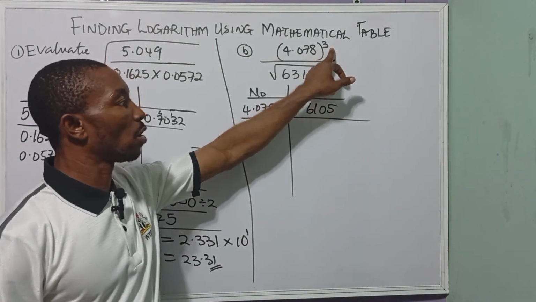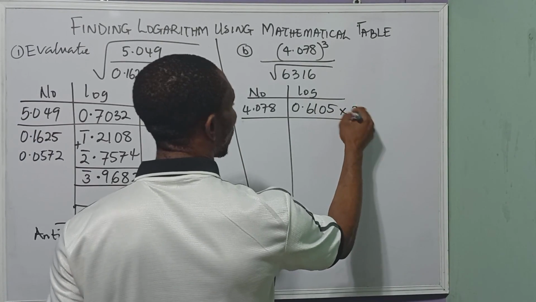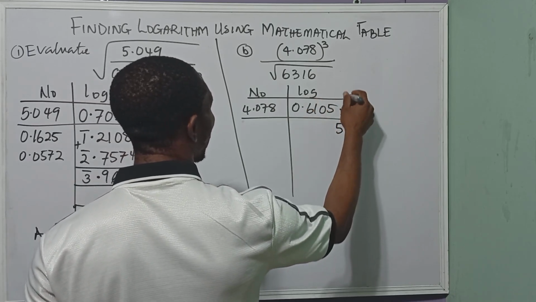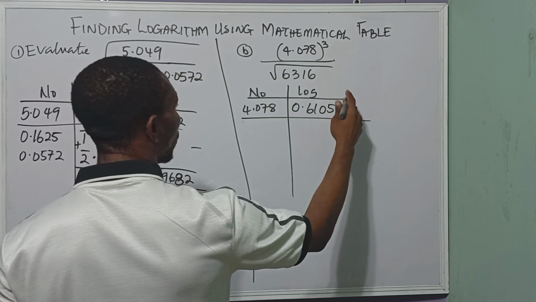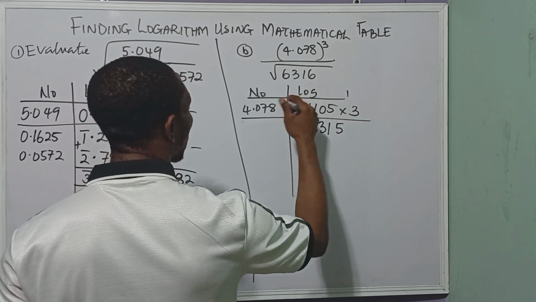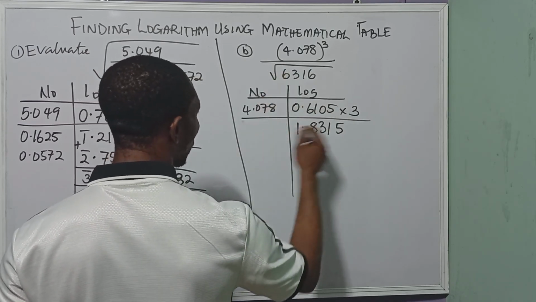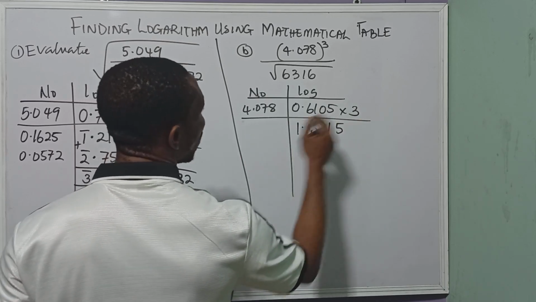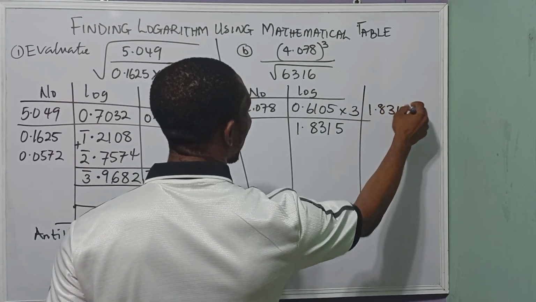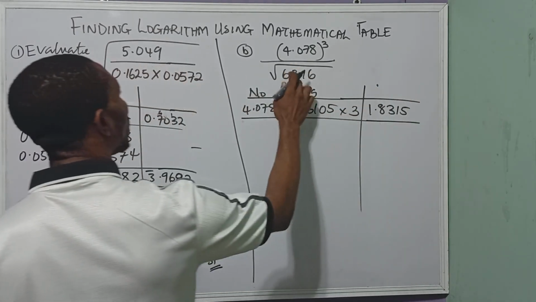Now, because of this 3, we'll multiply by 3. So this becomes times 3. 3 times 5, 15, write 5, carry 1. 3 times 0, 0, plus 1. 3 times 1, 3. 3 times 6, 18, write 8, carry 1. 3 times 0, 0, plus 1, 1. Now, this becomes a numerator when multiplied by 3. So let's write it out here as 1.8315.